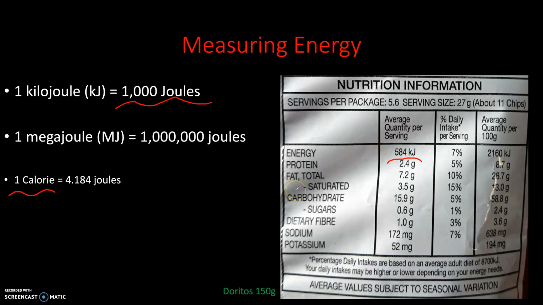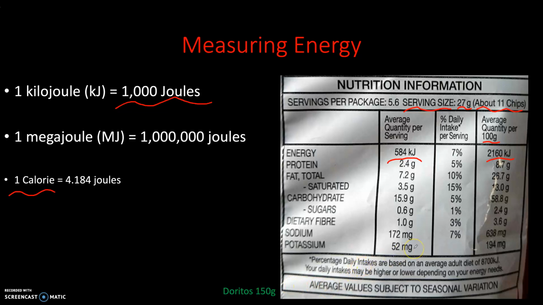Next time you're eating like a packet of chips or something, take notice of the energy density of that food in particular. First, have a look at the serving size, okay, which in this case is 27 grams. Now that's only about 11 chips. I mean, who opens a packet of chips and just eats 11 chips? And just 11 chips is 584 kilojoules. 100 grams of these chips is about 2,160 kilojoules. I mean, this packet was 150 grams.